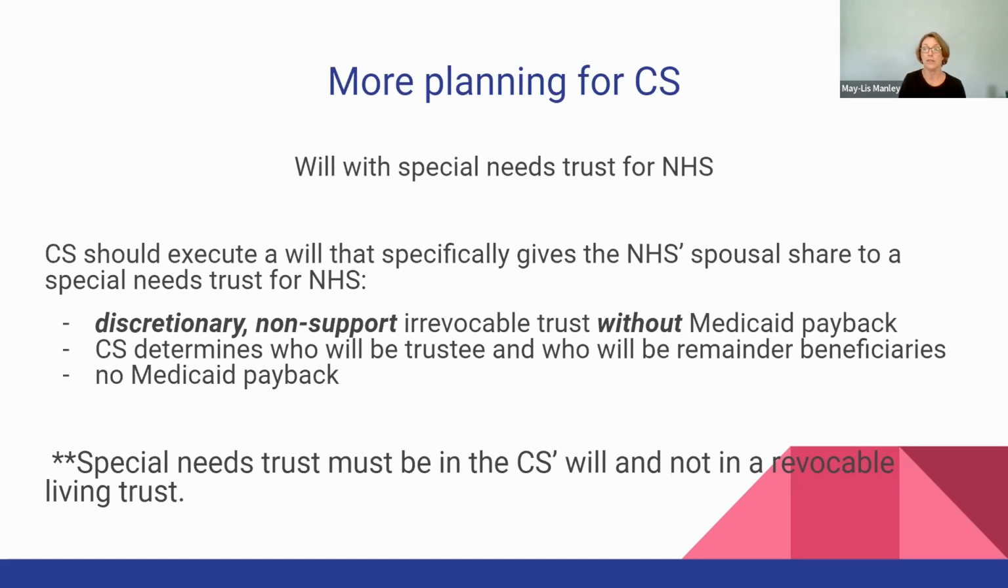The community spouse gets to determine who will be the trustee and who will be the remainder beneficiaries, so that whatever passes into this special needs trust, the trustee can use it. The trustee has discretion to decide whether or not to use some of those funds for the nursing home spouse. If the nursing home spouse needs something extra, perhaps a geriatric care manager or a visitor once or twice a week, the funds can be used for that. Otherwise, the funds just remain in that special needs trust. And when the nursing home spouse passes, those funds will be passed on to the remainder beneficiaries. And again, I stress the advantage of this is there is no Medicaid payback.